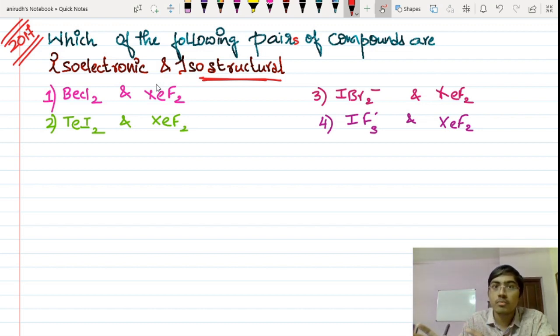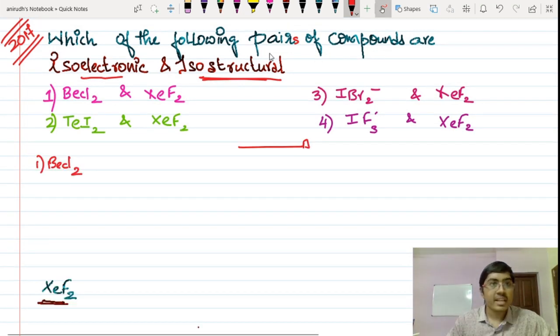When you compare two molecules, if the total number of electrons in one molecule is equal to the total number of electrons in the other molecule, you will say that both these molecules are isoelectronic. But many times in the question papers, isoelectronic simply means the total number of valence electrons are the same. So we'll consider isoelectronic as the property where the total number of valence electrons are the same, and isostructural, it should have the same structure. Fine. So let's go to the first compound here, that is BeCl2.